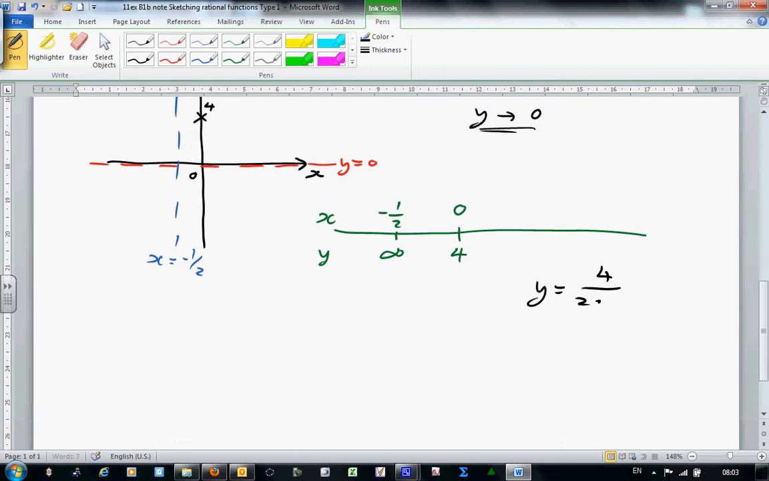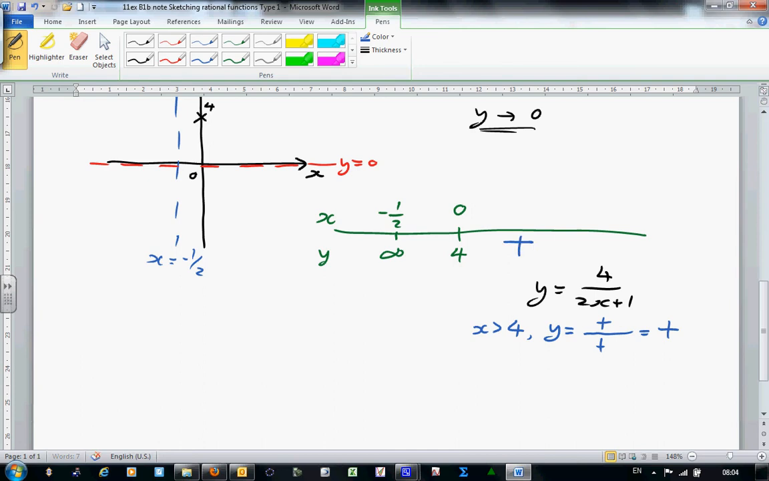So when x is bigger than 0, let's have a look at the positive or negativeness of the y. Well, on the top is 4, which is always positive, and the bottom will be positive times 2 plus 1, which will give us a positive. So the y values are always positive in this section here. So anywhere bigger than 0, the y values are positive. What about between 0 and negative a half? This section here.